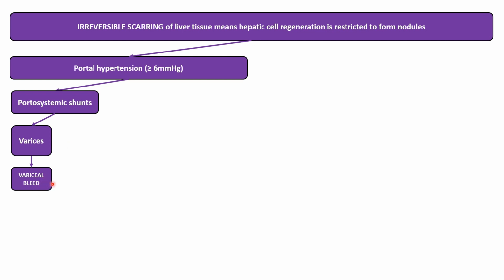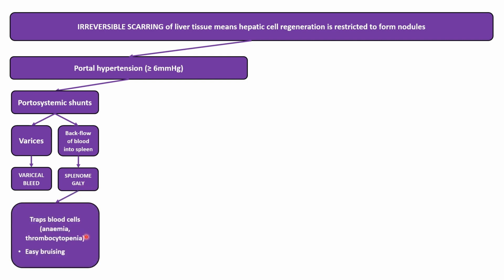Remember, varices could be classed as esophageal varices. You could also have hemorrhoids, which are dilated rectal veins, which are also another form of varices. And then also we can have backflow of blood into the spleen, which can result in splenomegaly, so that's splenic enlargement. When we have splenic enlargement, the spleen can trap blood cells, resulting in anemia and thrombocytopenia, so low platelets. You can also add to that easy bruising which the patient might experience.